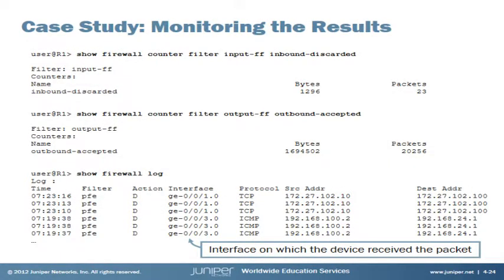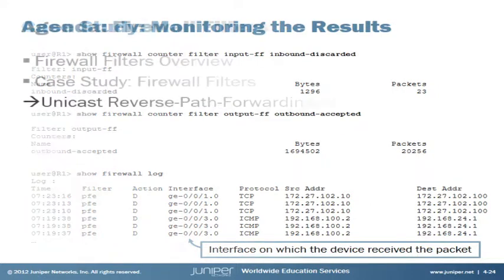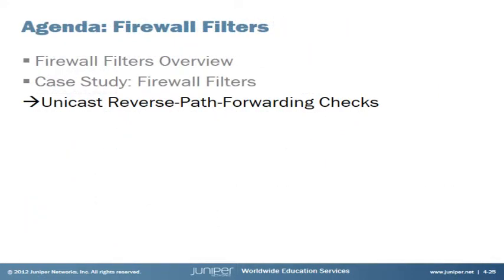We can monitor the results, show the firewall log. Well, if we go over here, we can first of all look at what was inbound discarded. We can do show firewall counter filter, output FF, output accepted. We can see what was actually accepted, and we can show the firewall log, and we can see exactly what was counted and what was recorded in that log. Okay, so that was us setting up a firewall filter.